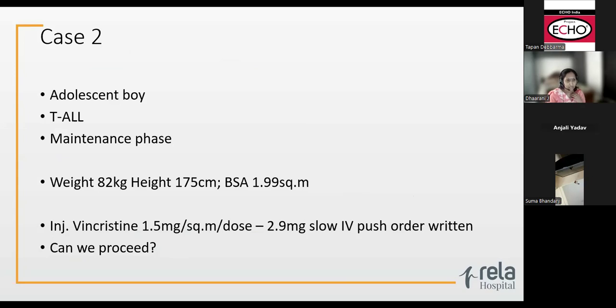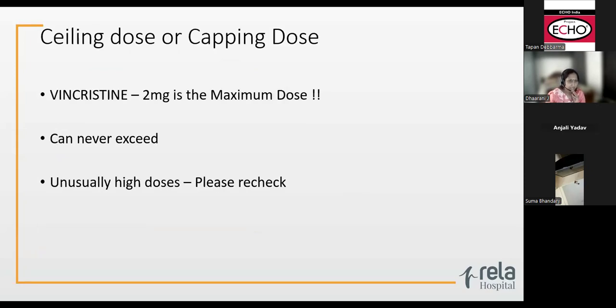So adolescent boy, tall, obese, the body surface area is 1.99. The vincristine usual dose is 1.5 mg per meter square. So it comes as 2.9. But again, yes, it should not be given. There is something called a ceiling dose or capping dose.